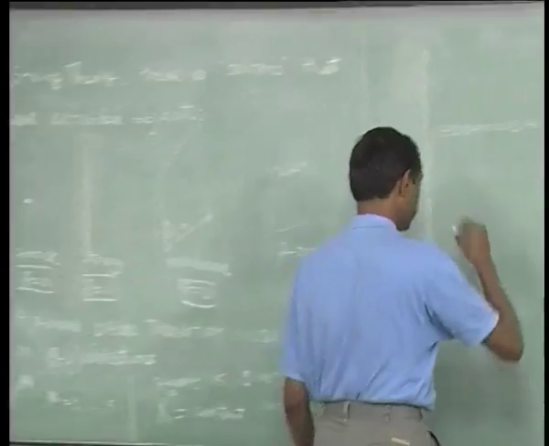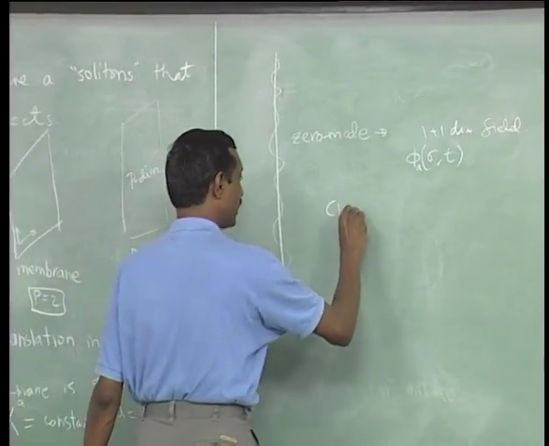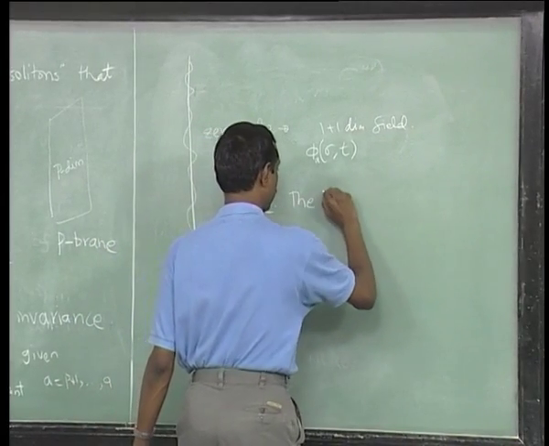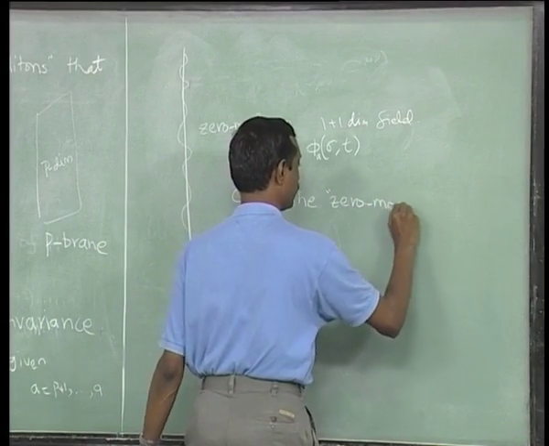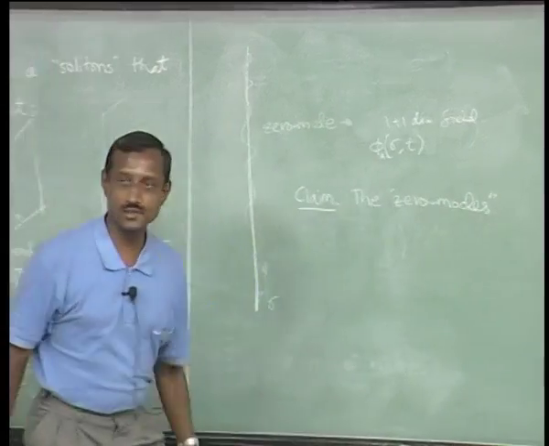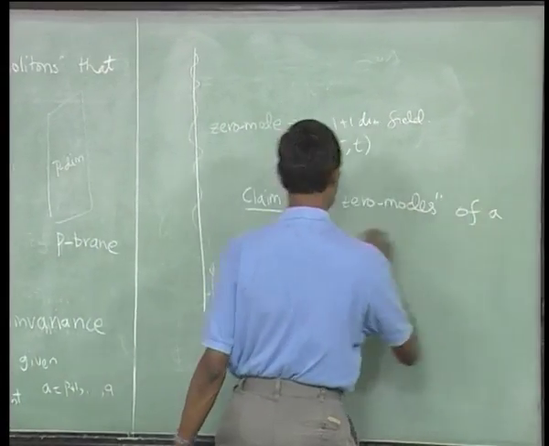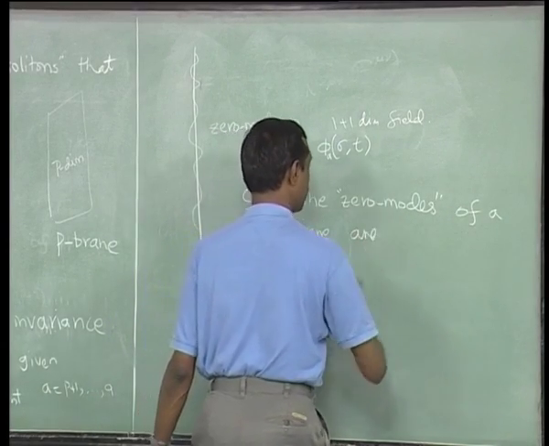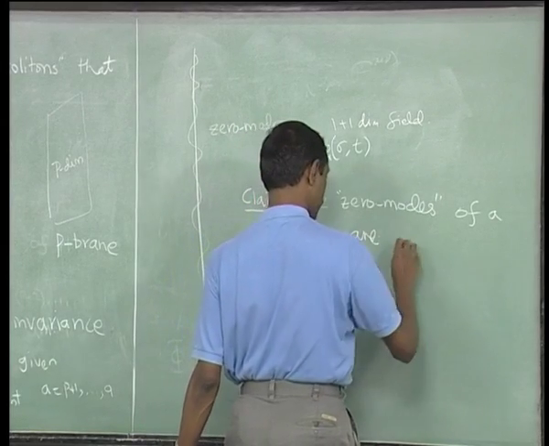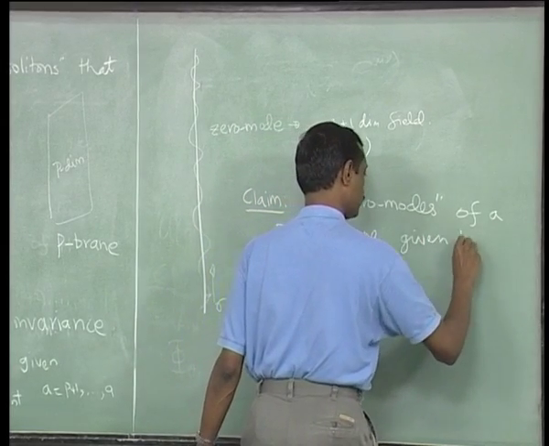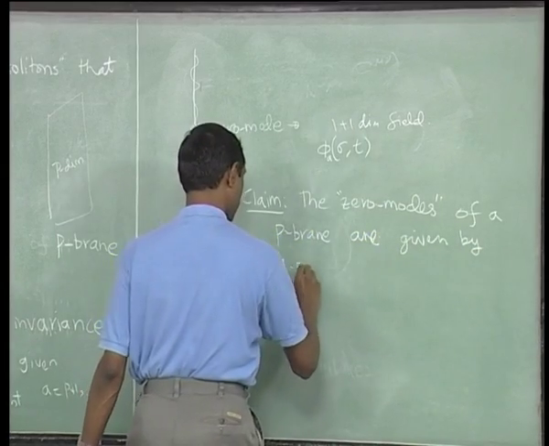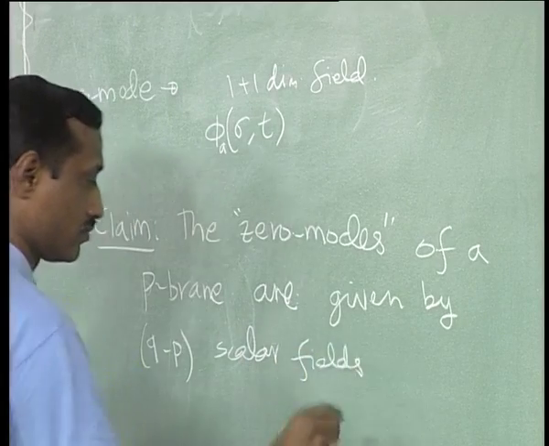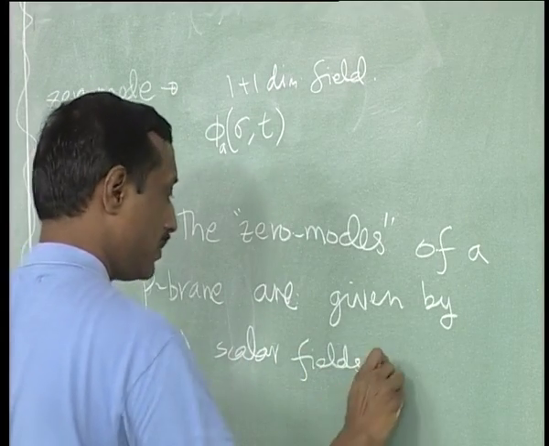Okay. So this sort of tells you that the claim is that the zero modes, or the light fluctuations of a p brane, are given by 9 minus p scalar fields, okay, in p plus 1 dimensions.